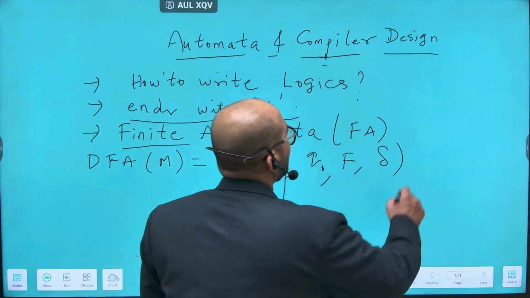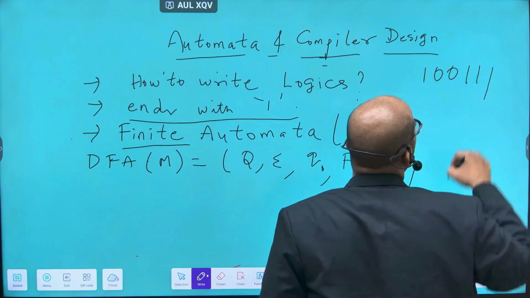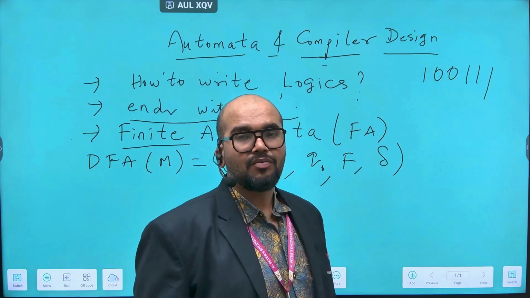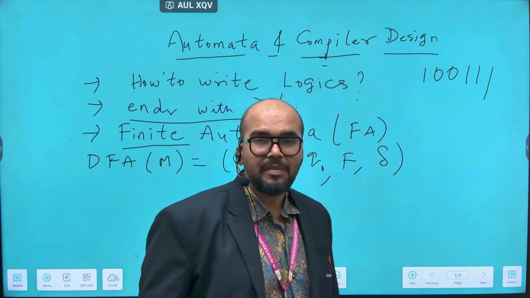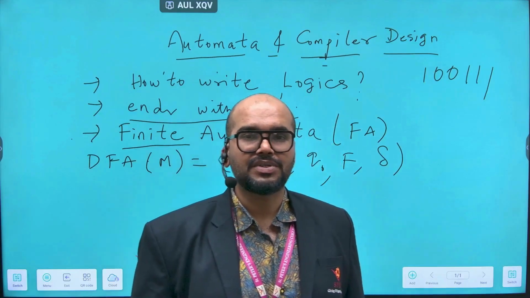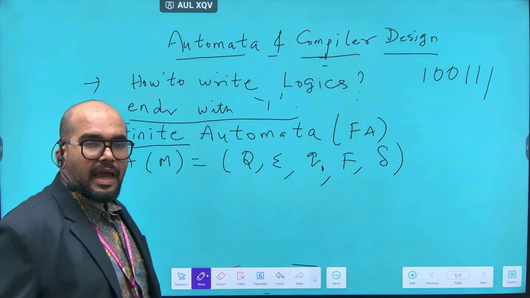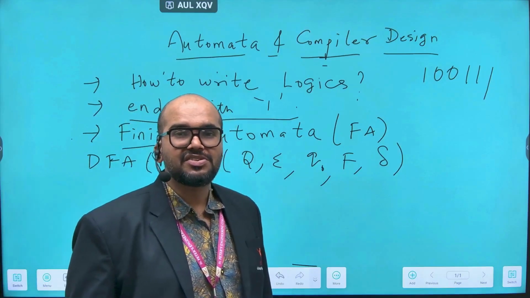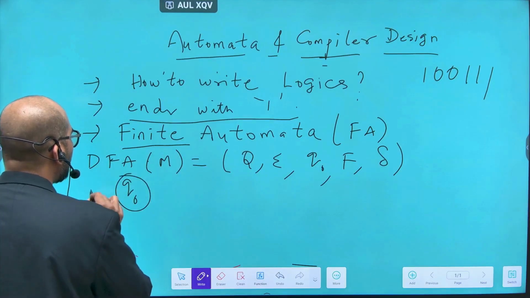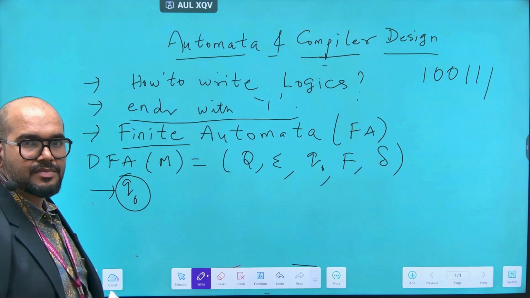Let me take a string, 10011. Let me take an input string 10011. Now let me construct a simple finite automata for this particular input string. A finite automata starts with an initial state. Let me take that initial state as q0. We represent an initial state like this.